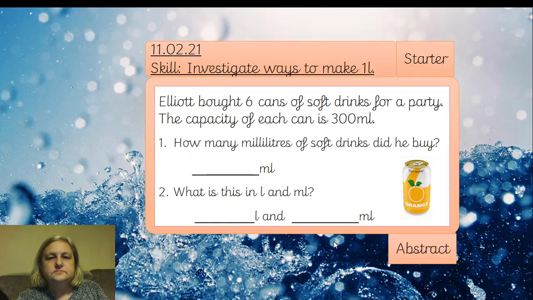Okay, so for your starter, if you are not on challenge today, then you will have this one to do on your sheet. It says Elliot bought 6 cans of soft drinks for a party, and the capacity of each can is 300 millilitres. So what have you got to do with that? He's got 6 cans of 300 millilitres. So what's the operation that you've got to do? And once you've done that, you can put your millilitres in, and then you can change it over into litres and millilitres. And get ready to put your answer up in a second.